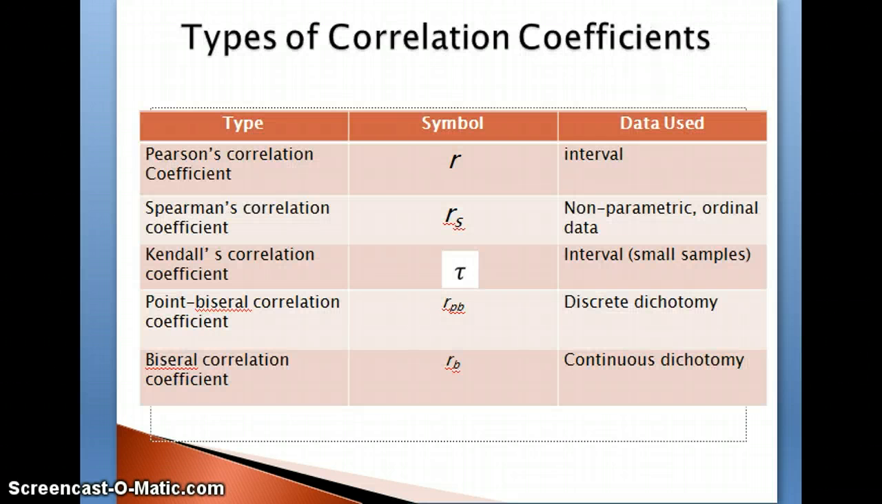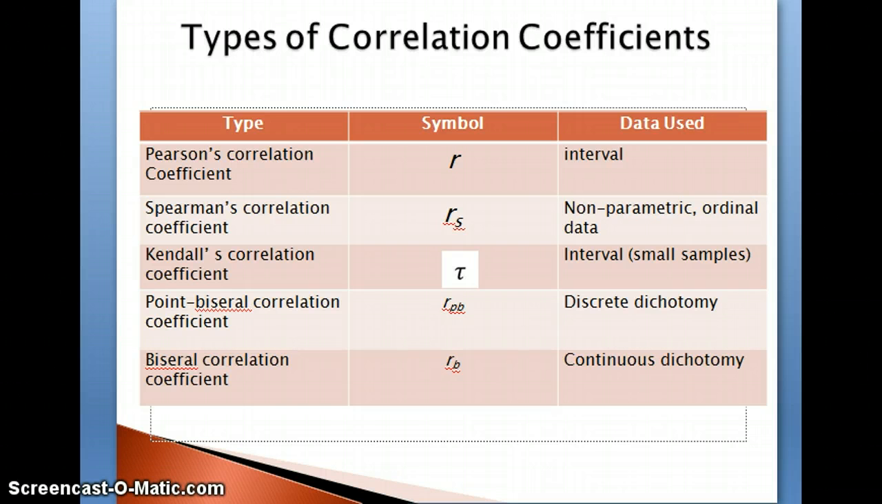This slide describes the different types of correlation coefficients. The first one, Pearson's correlation coefficient, or R, is used when both variables are interval data. The assumption of normality holds true when this is used. Spearman's correlation coefficient is used for non-parametric ordinal data. And Kendall's correlation coefficient is used when both variables are ordinal data. But in contrast with Spearman's correlation coefficient, it's preferred for smaller sample sizes.